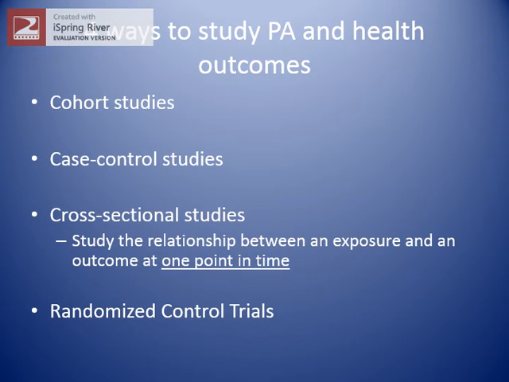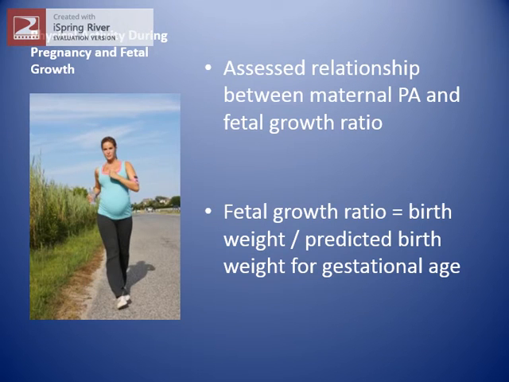The next type of study is a cross-sectional study. This is when you study the relationship between some exposure and some outcome at only one point in time. This is the most simple study design. So here's an example from, this is kind of my area of research. Physical activity during pregnancy. So this study looked at physical activity during pregnancy, and they were interested in fetal growth. So how big the baby gets.